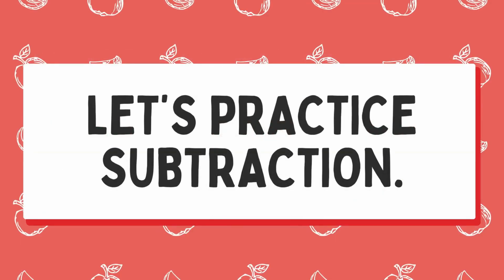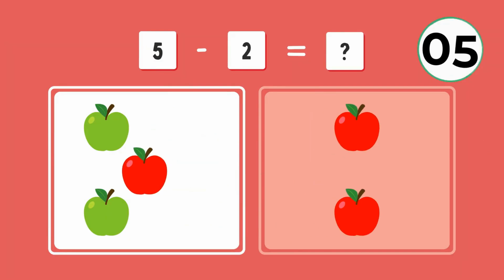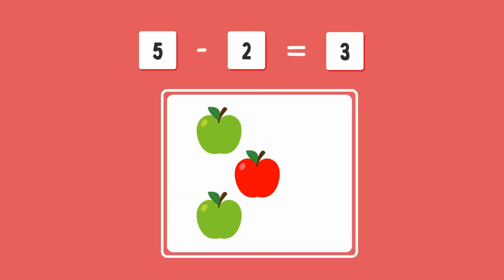Let's practice some subtraction. What is 5 minus 2? 7, 6, 5, 4, 3, 2, 1. The answer is 3.